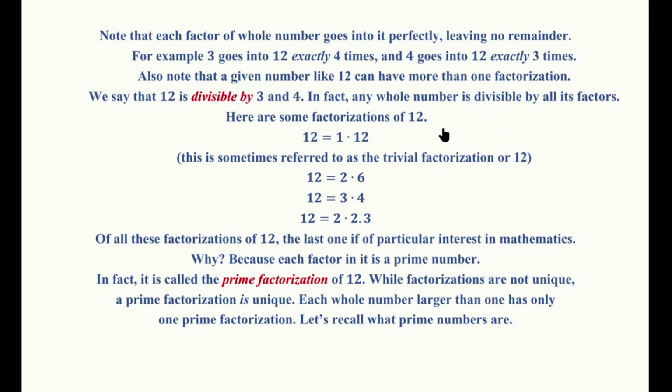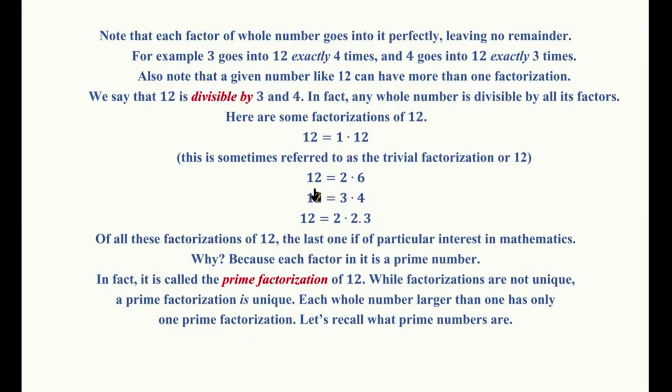So here are some possible factorizations of 12. The first one, sometimes referred to as the trivial factorization of 12, is when you just write 12 as 1 times itself. Now, that is a perfectly legitimate factorization of 12, and sometimes we'll be utilizing this so-called trivial factorization in our work. It's necessary to use it from time to time.